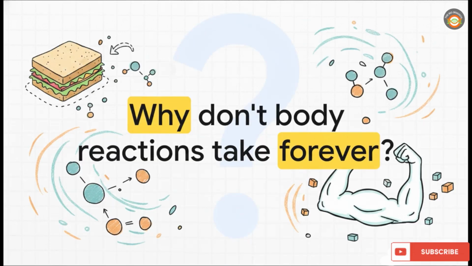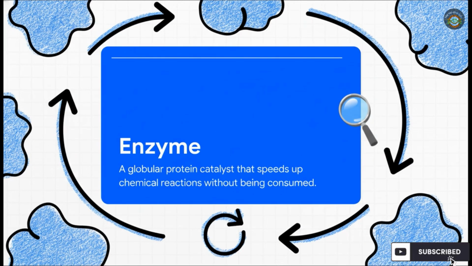But before we get to the machines themselves, let me ask you a question. If you eat a sandwich right now, what's stopping that sandwich from taking, say, years to digest? Seriously, why don't the chemical reactions in your body take forever? Because the truth is, without a special kind of helper, basic life functions, like breaking down the food you just ate or building up a new muscle fiber, would actually be way too slow to sustain life. Okay, let's dive into this.